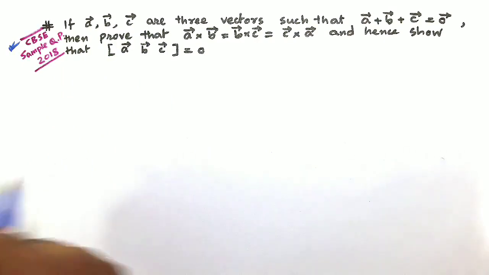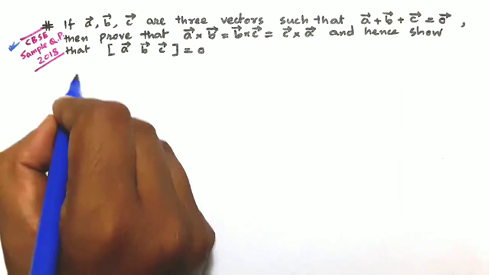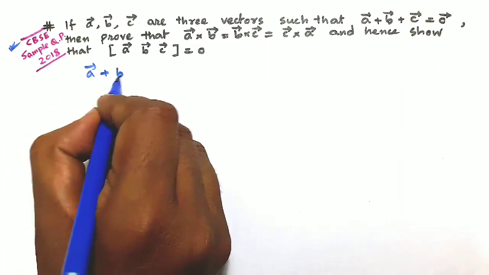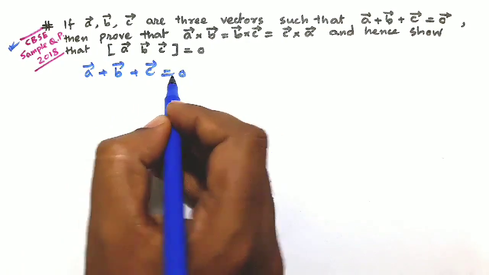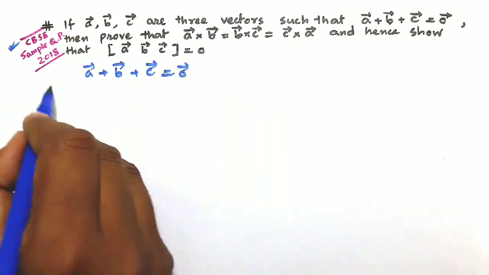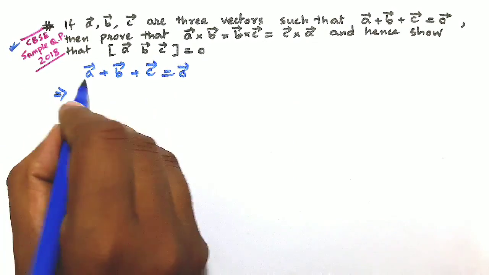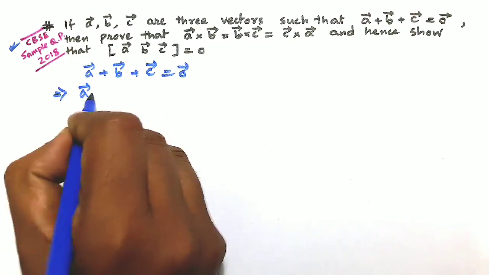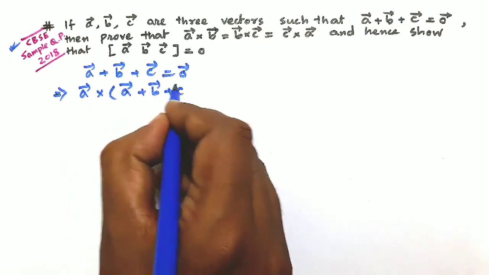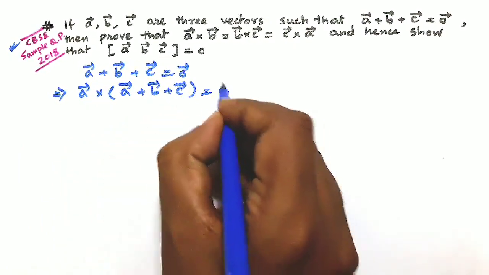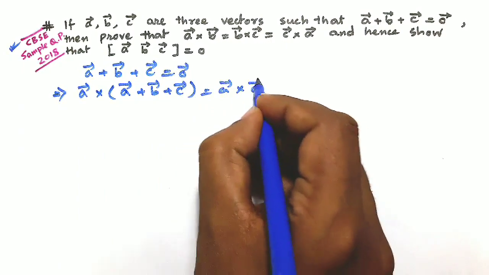So we start. What is given? a vector plus b vector plus c vector is equal to 0. This is given, that is 0 vector. So friends, we multiply: a vector cross (a vector plus b vector plus c vector) is equal to a vector cross 0 vector.